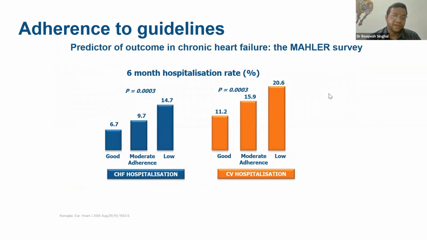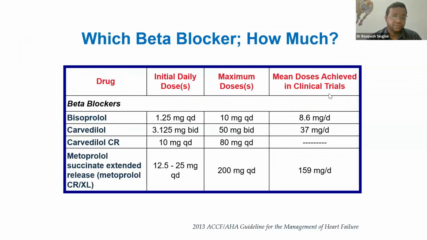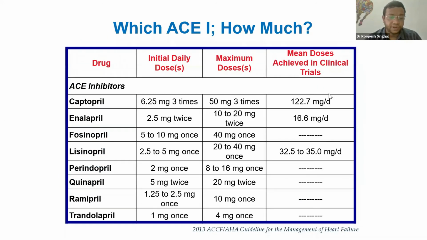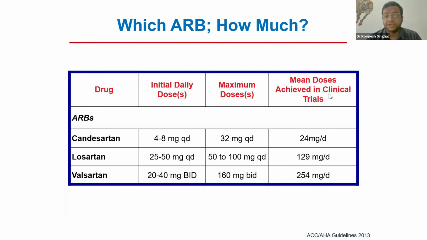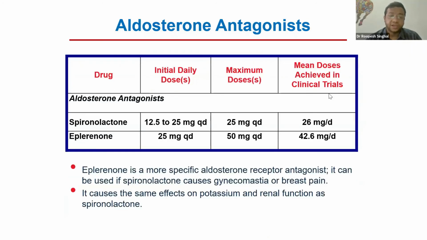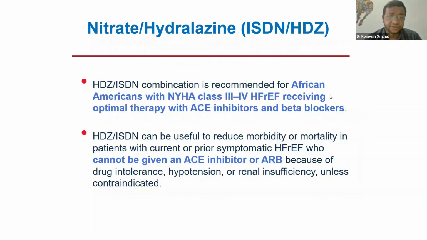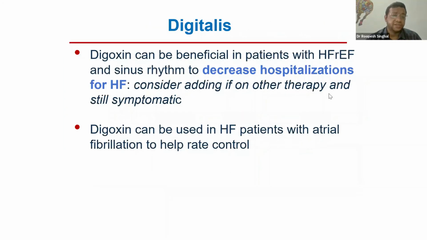So with guideline directed therapy, you can reduce heart failure hospitalization. So we must know that carvedilol is up to 40 milligrams, but up to 200 milligrams, ramipril 10 milligrams, and valsartan 160 milligrams BD, aldactone 25 milligrams, and nitrates. And now digitalis can be used in patients with heart failure with atrial fibrillation and can be used for rate control.